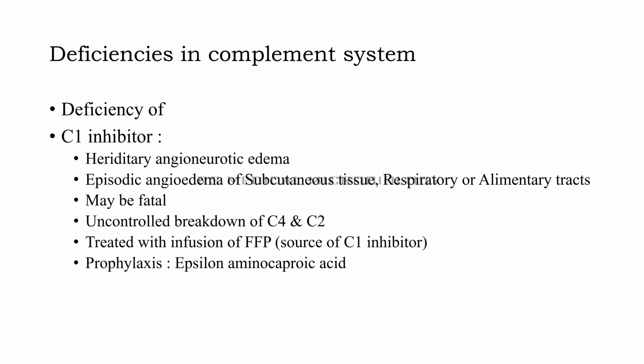So what happens if there's a deficiency in the complement system? The most important one is a C1 inhibitor deficiency, which can lead to hereditary angioneurotic edema. So there are episodes of acute angioedema in tissue. It can happen in the respiratory system or alimentary tracts. It can also become fatal if it's in the respiratory system. What happens? There will be uncontrolled breakdown of C4 and C2 because the C1 is not inhibited at all. So this has to be treated with fresh frozen plasma, which contains C1 inhibitor. And for prophylaxis, you can use epsilon aminocaproic acid.